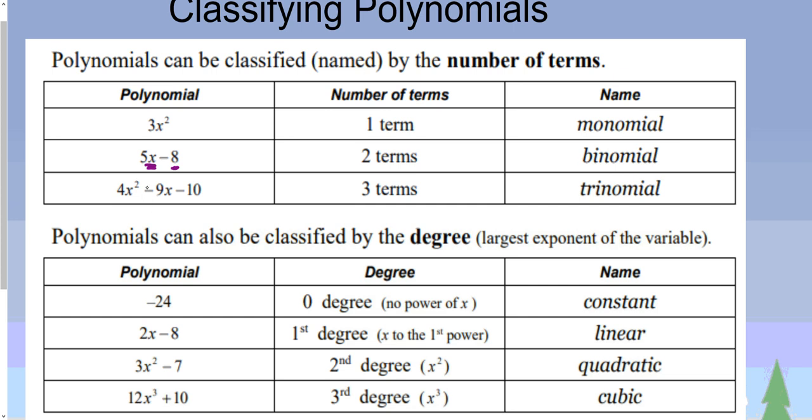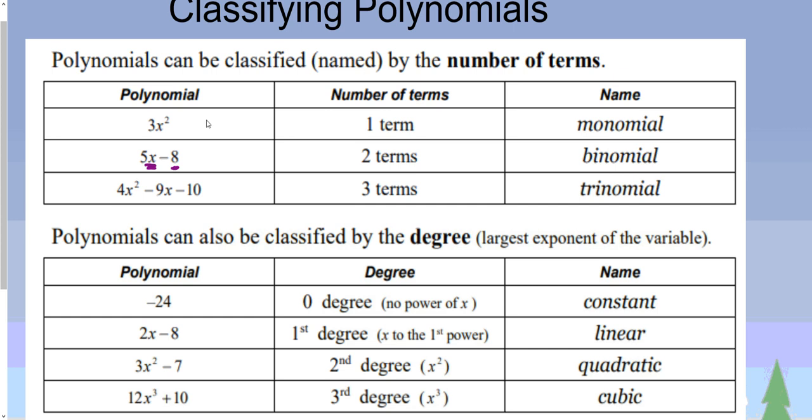4x squared minus 9x minus 10, that's a trinomial. And we've talked about trinomials recently as well. But all together, they form polynomials. Monomial, binomial, trinomial are just special cases of 1, 2, and 3 terms. Once you get to 4 terms, 5 terms, 6 terms, we just call them all polynomials.